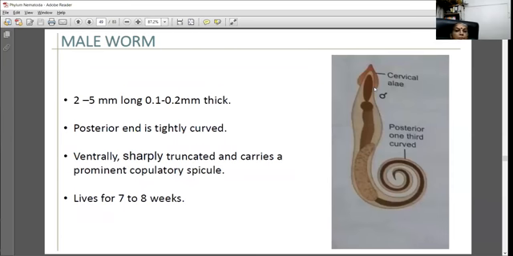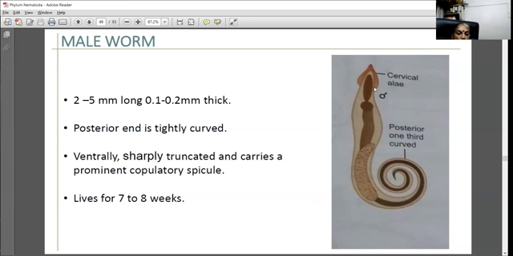Now, the male worm is 2 to 5 millimeters long and 0.1 to 0.2 millimeters thick. The posterior end is curved ventrally, sharply truncated, and carries a prominent copulatory spicule. And the male worm lives for only 7 to 8 weeks. That means only 1.5 to 2 months.